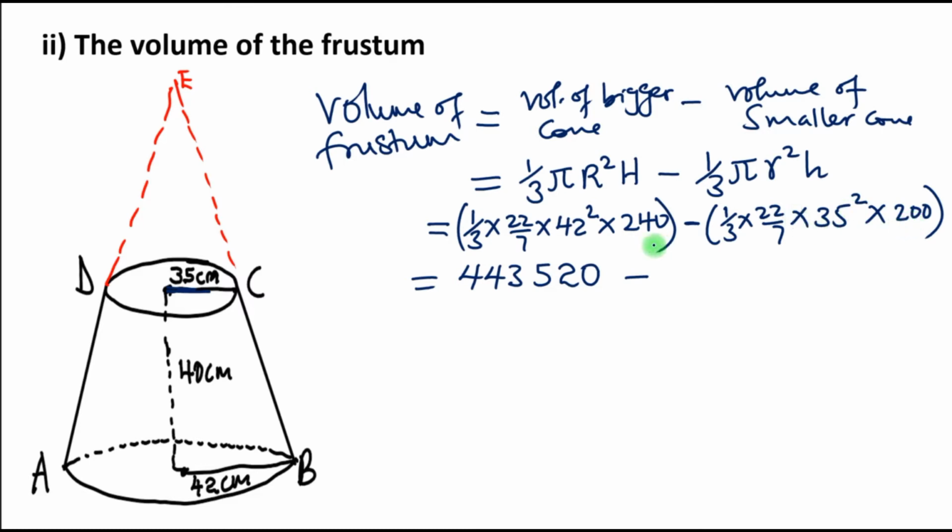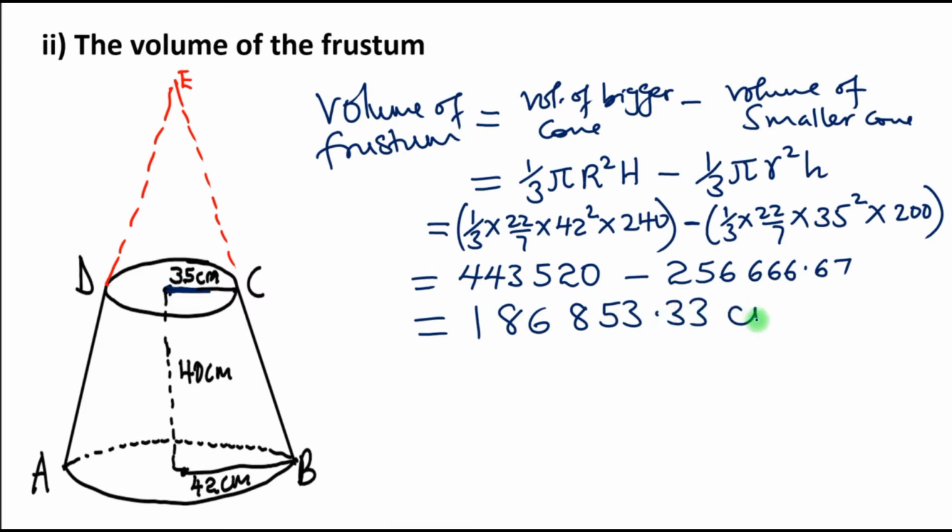Using a calculator, you end up getting 256,666.67. Therefore, if you subtract, you end up getting 186,853.33 centimeter cube, or cubic centimeter. So this is the volume of the frustum.